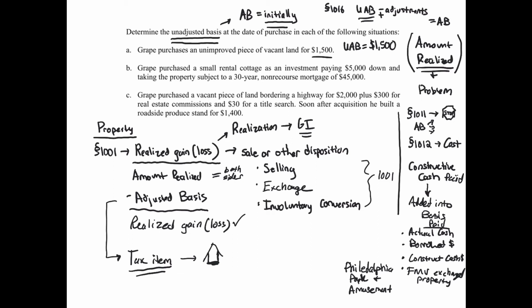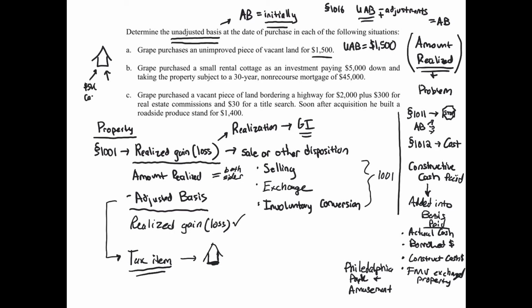Okay, B. Grape purchased a small rental cottage as an investment, paying $5,000 down and taking the property subject to a 30-year non-recourse mortgage of $45,000. Okay, so you got to think about what's going on here. This is basically what's going on. Grape has $5,000 of cash. Okay, so Grape is paying with two things. Grape is going to get this rental cottage, right? Let's draw the roof there a little bit better. There we go. So Grape is going to get this rental cottage. Grape is paying for the rental cottage two things.